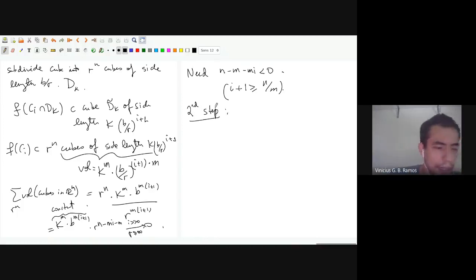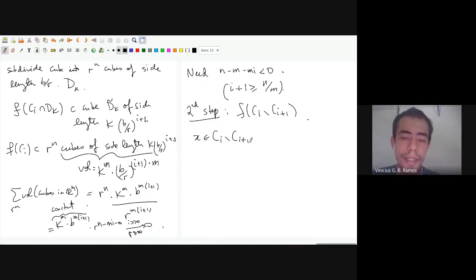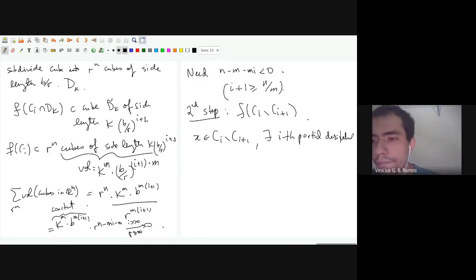Okay, so the second step is we have to look at the image of C_I minus C_(I+1). If x is a point in C_I minus C_(I+1), that means there exists some (I plus 1)th partial derivative which is non-zero, but all the partial derivatives up to order I are equal to 0. So there exists some ith partial derivative, and I'm going to call that g. So this goes from R^n to R, such that g of x is 0.